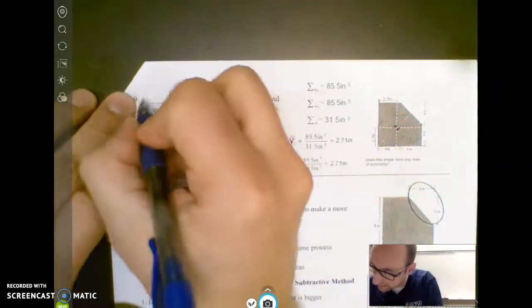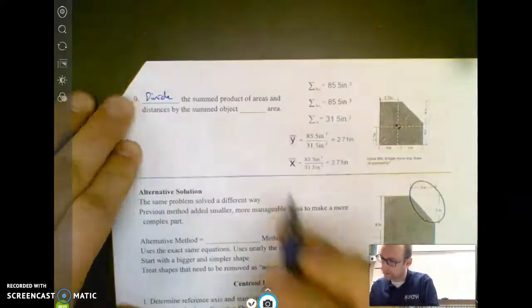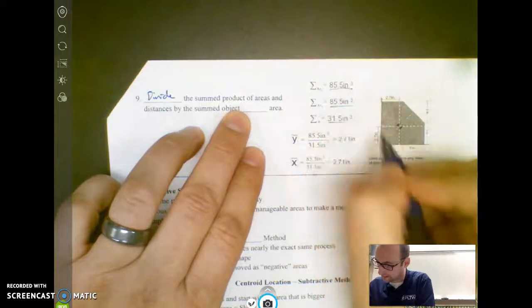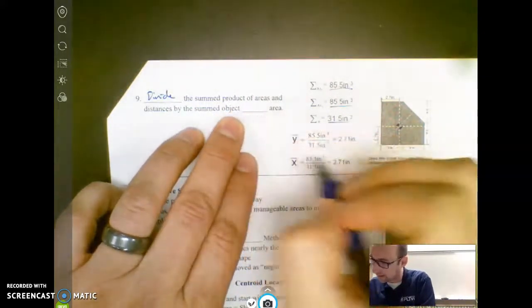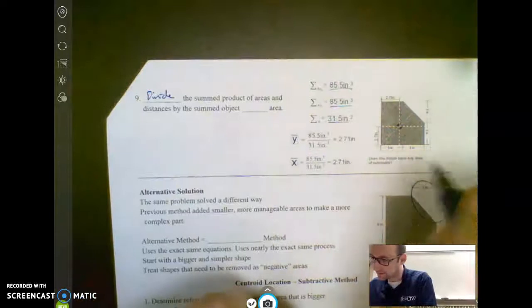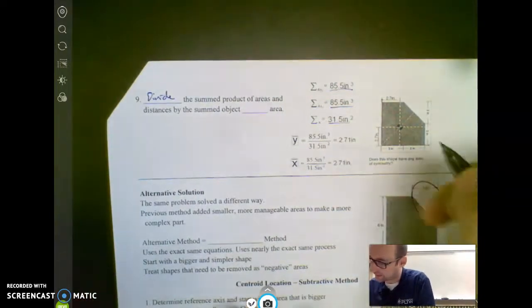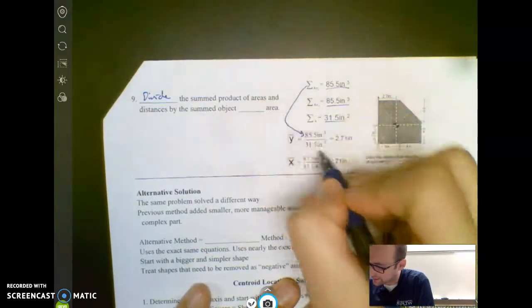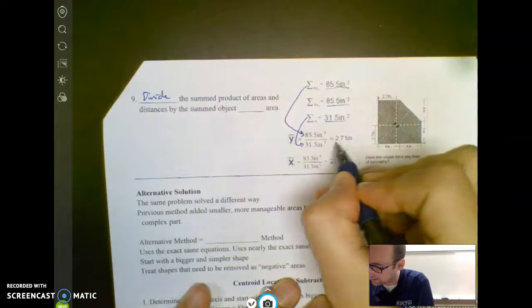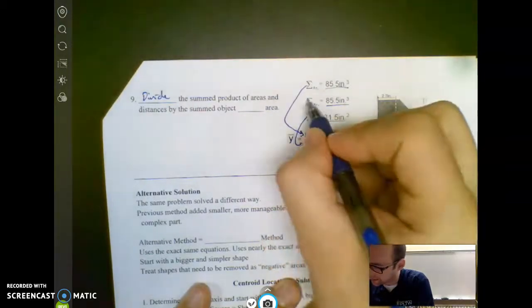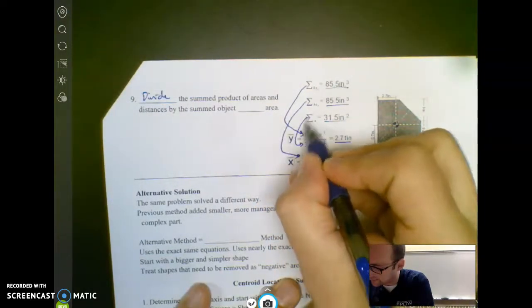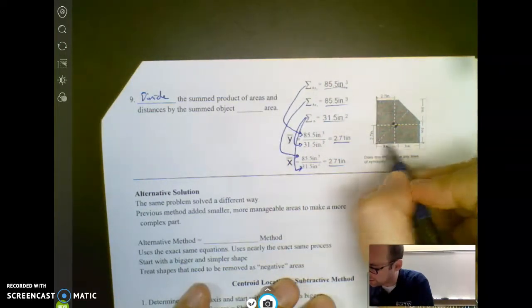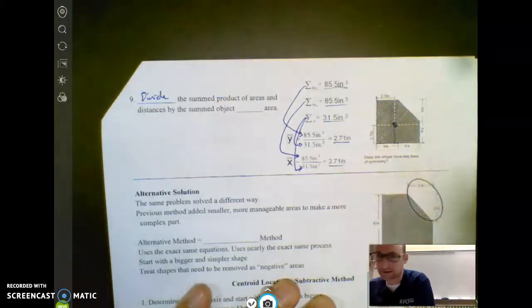You're going to divide the sum products, which we just found out. There's the y's, there's the x's, there's the areas, by the summed object total area. So we're going to take the 85, here's the y one, the 85 one divided by total area. You get 2.71 on the y's. The 85 on the x's divided by total area. You get 2.71 on the x's, so we go right 2.7, up 2.7, and that is the center of mass.